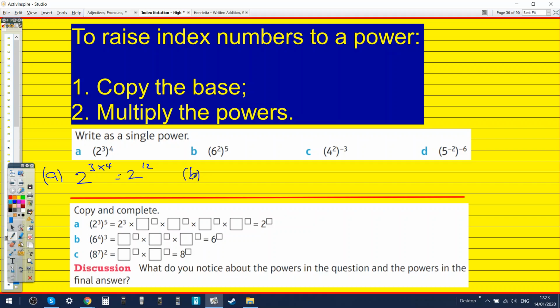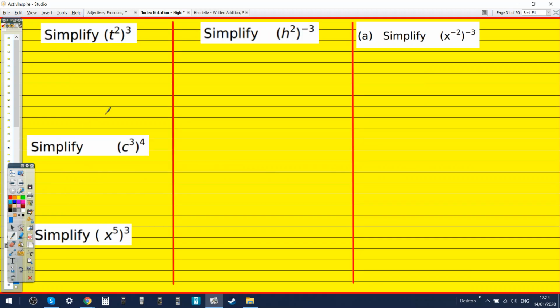B. B is 6^10. Mm-hmm. C is 4 minus 6. Mm-hmm. And that's 5^12. Well done. Minus times minus. Okay, exam questions.